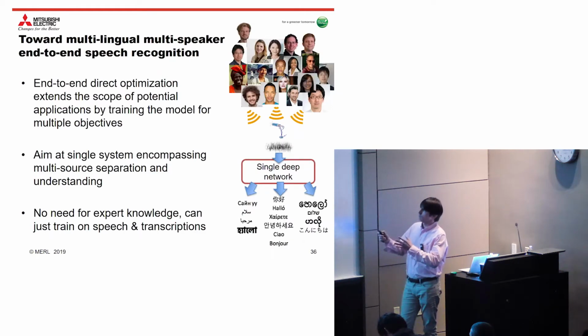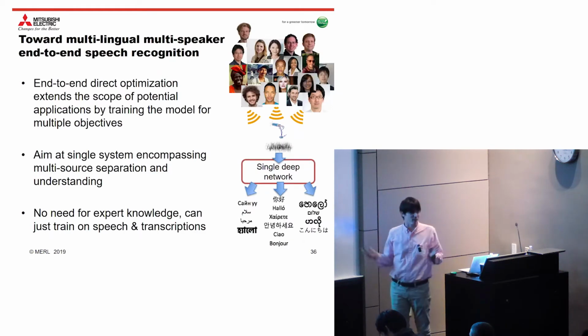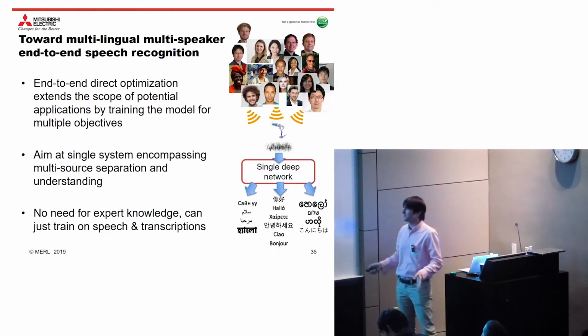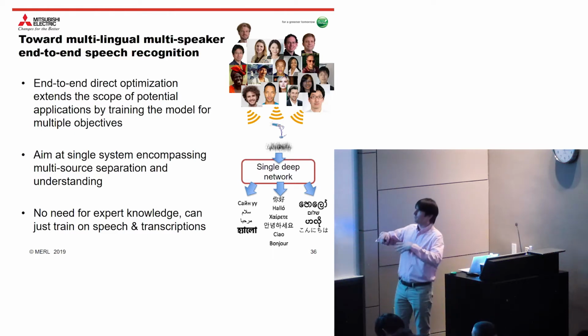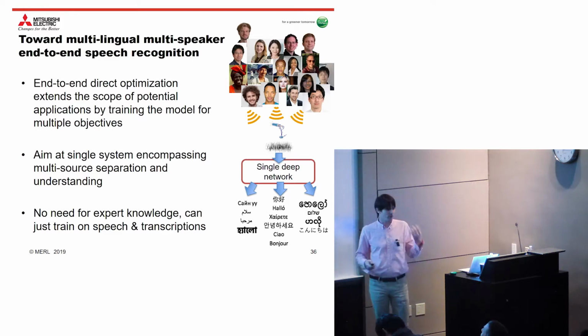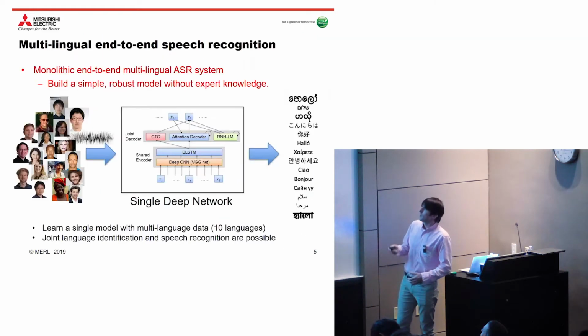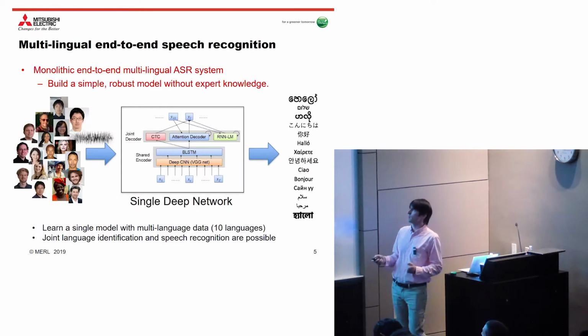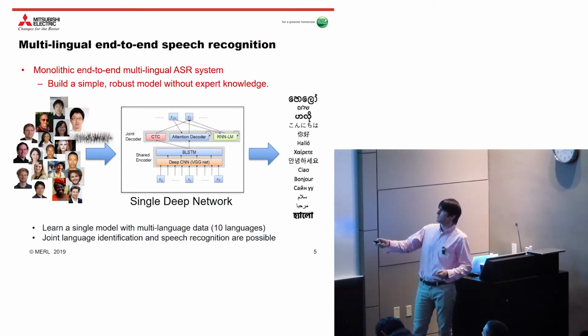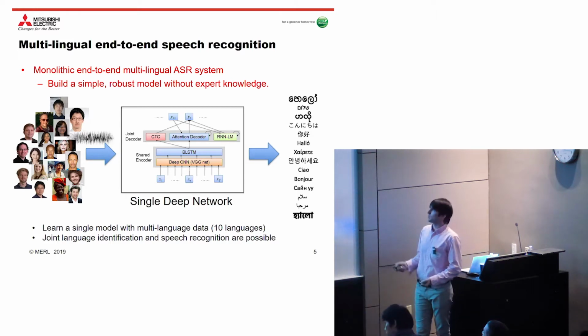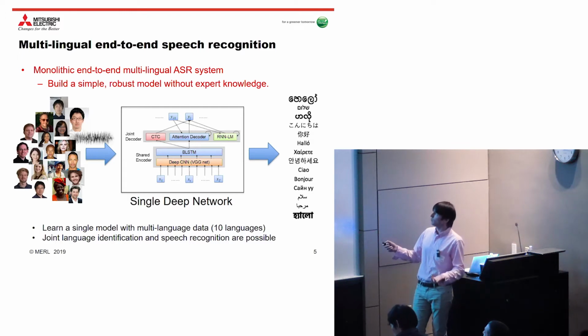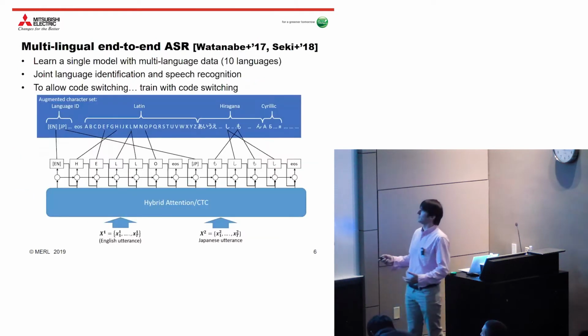All right, so we just use a single deep neural network, of course, and no need for expert knowledge. And we really try to exploit the end-to-end, direct optimization from the signal, like of multiple speakers, directly to the text transcription. How do we do this? Our workhorse at MERL for end-to-end ASR is the hybrid CTC attention model that we developed, and basically we're going to extend it to do first multilingual end-to-end recognition, and then multi-speaker and multilingual end-to-end recognition.